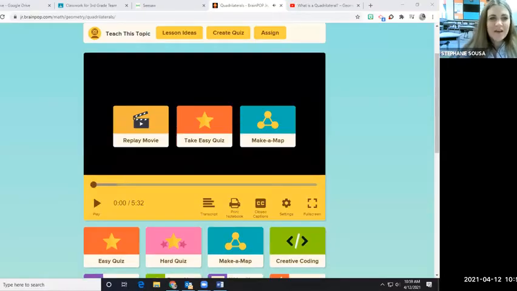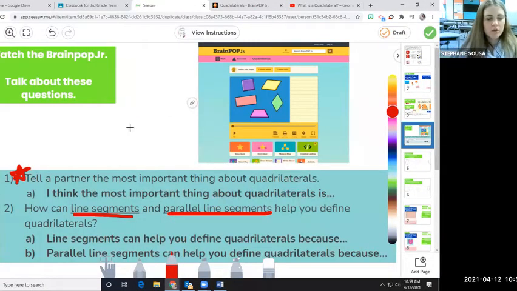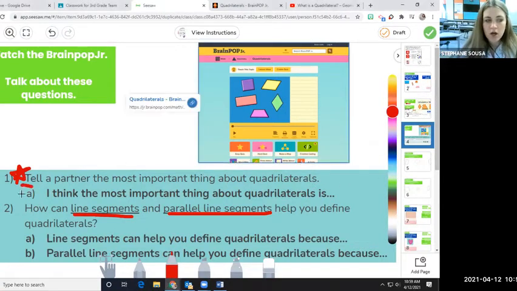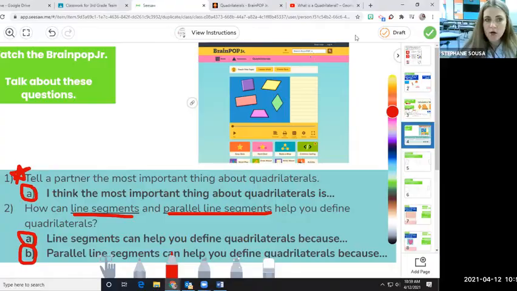Okay. I'd like for you to go ahead and get ready to have that conversation with your partners. You are going to tell your partner, I think the most important thing about quadrilaterals is. Tell your partner A and B: line segments help you to find quadrilaterals because. Parallel line segments can help you to find quadrilaterals because. I will not be sending this in the chat because you have it in front of your face on slide 4. Just leave slide 4 open and talk about the 3 bolded items. Finish those sentences with your partner.